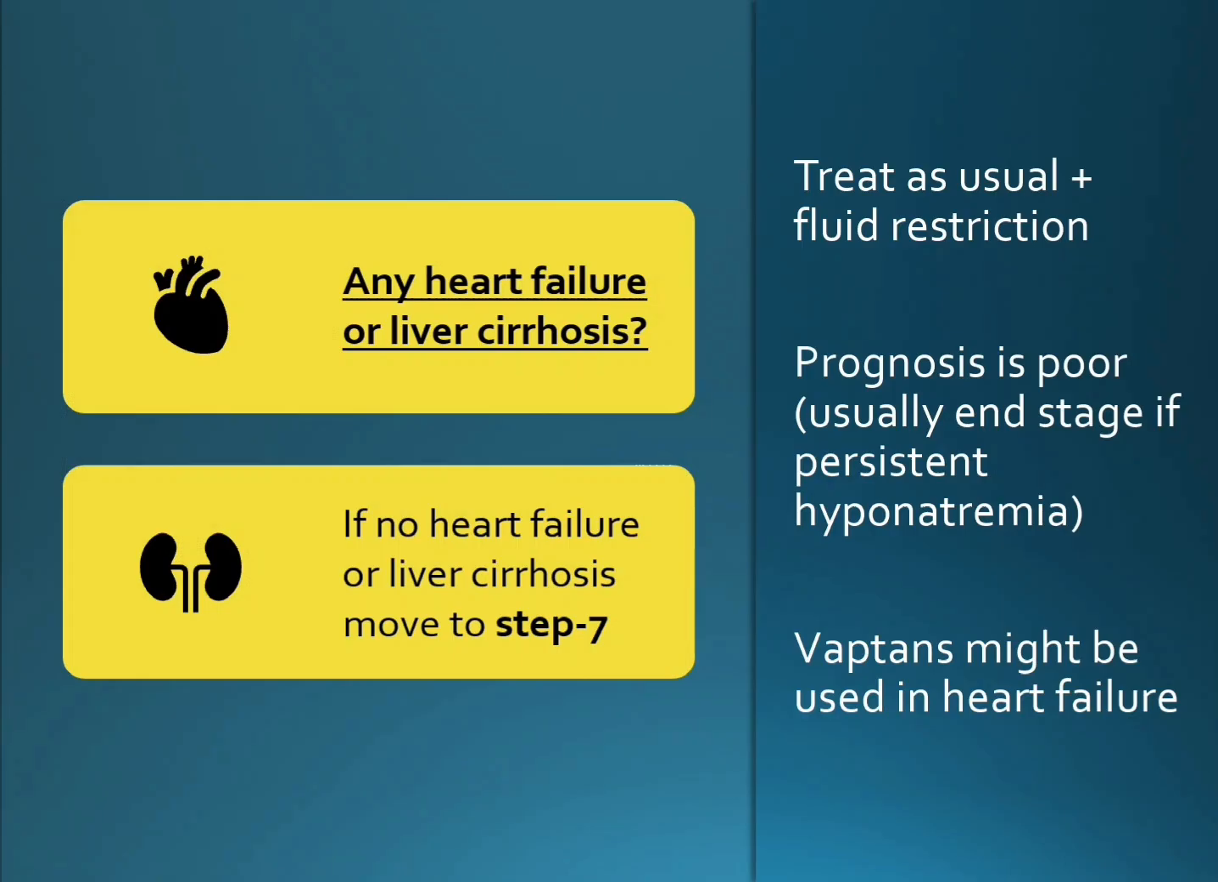So you treat just as usual. You treat the heart failure and you fluid restrict and can use diuretics. Same for the liver cirrhosis. Generally speaking, the prognosis is poor when there is persistent hyponatremia in these patients. Some people use Vaptans in heart failure. So, if no heart failure or liver cirrhosis, then you have to move to step 7.